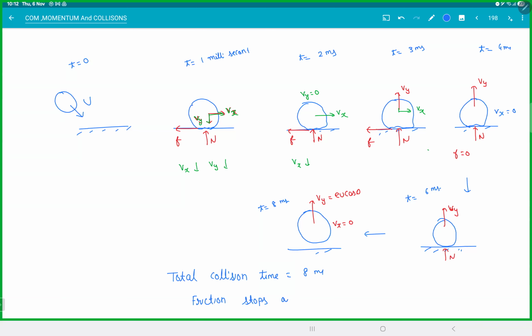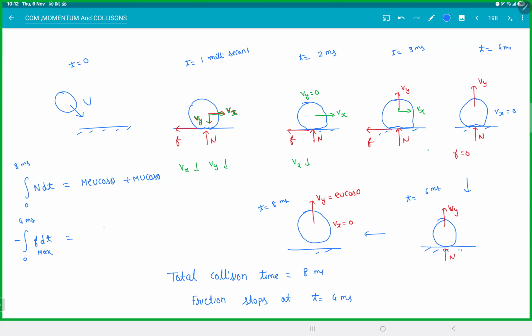Friction doesn't care about Vy, it will only think about Vx. The moment Vx becomes 0, my job is done, I stop slipping. So what will be your equation? Integral N dt will be mu cos theta. This equation is still valid. The limits will be 0 to 8 milliseconds, and integral f dt will be 0 to 4 milliseconds. The limits are not the same, so now you won't be able to solve anymore.